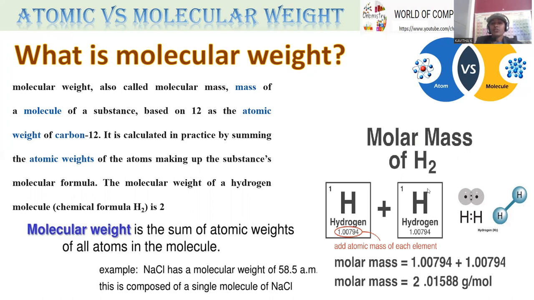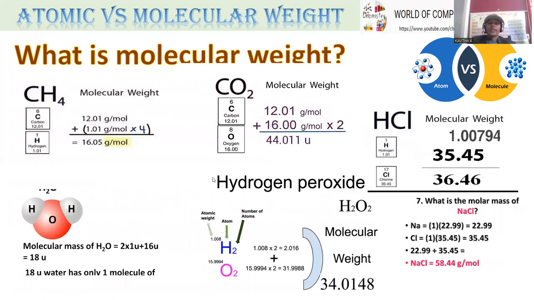For example, if you consider the simplest atom, hydrogen, whose atomic weight is 1.00794. Two hydrogens are similar, hence its molecular weight will be 2.01588 gram per mole. We are just combining these two because two hydrogens are combined, so their molar masses are added and we get the molar mass of this hydrogen molecule. In a similar manner, consider sodium chloride, table salt, where sodium and chlorine are combined. Here 58.5 atomic mass units is the molecular weight of this salt. So in this manner, molecular weight is calculated.